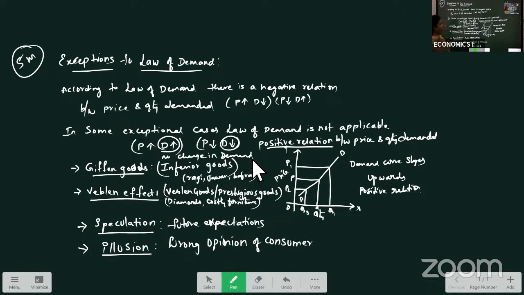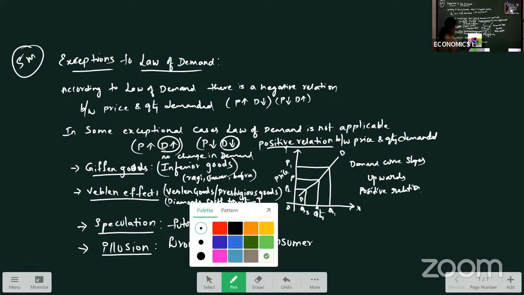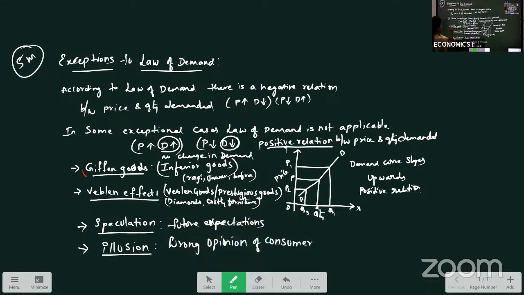So just see in which cases it is not applicable. In case of Giffen goods, the law of demand is not applicable. In case of the Veblen effect, it is not applicable. In case of speculation, it is not applicable. And for illusion as well. So what are the exceptions to the law of demand? Giffen goods, Veblen effect, speculation, and illusion. You remember the side headings and give the meaning.